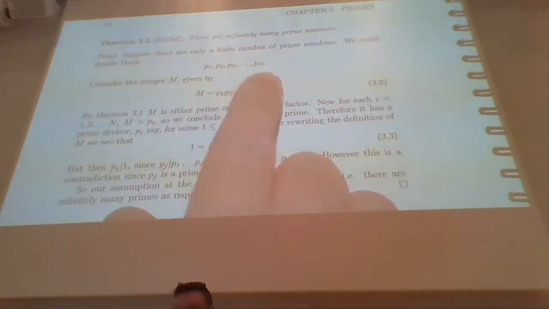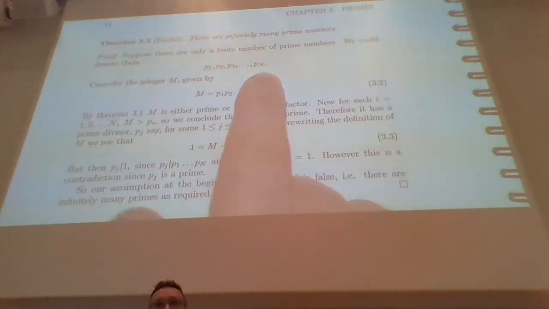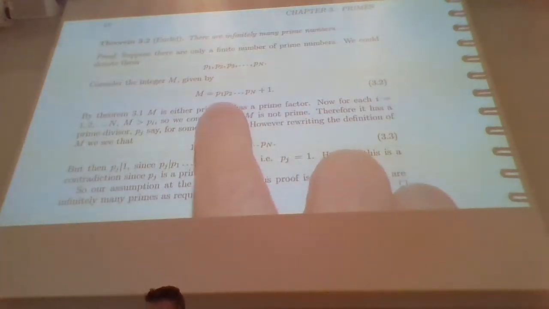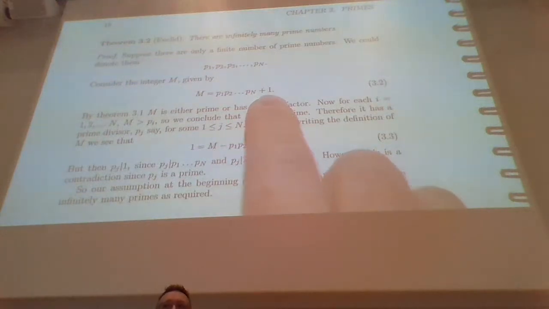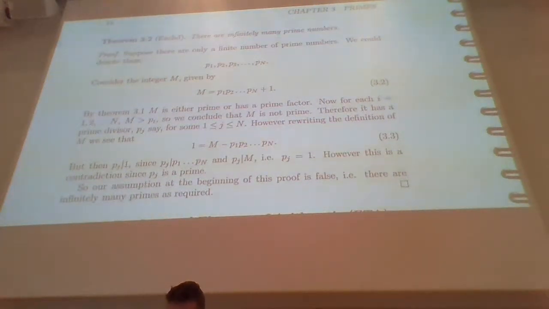If it was false, then there would be a finite set of prime numbers, P1 to Pn. That would be all of the primes. But if you've got all of the primes at your disposal, you can multiply them all together and add 1. That gives you another integer, capital M. And we've already proved that every integer factors into primes. So either M is a prime number or it has a smaller factor which is a prime.